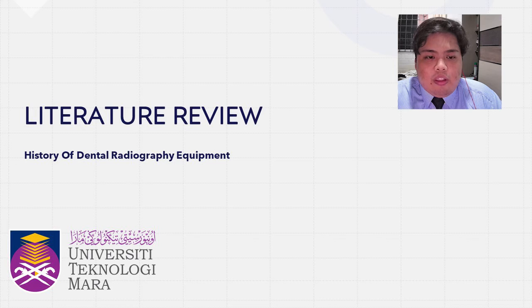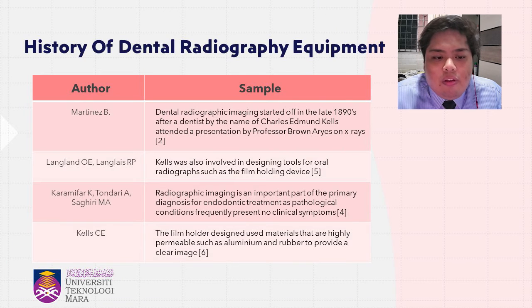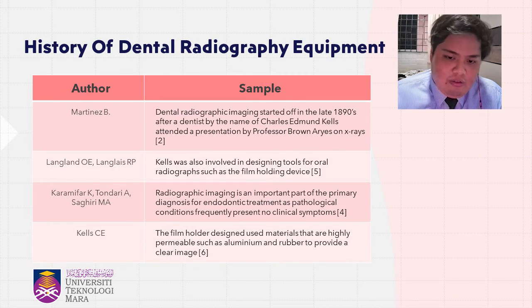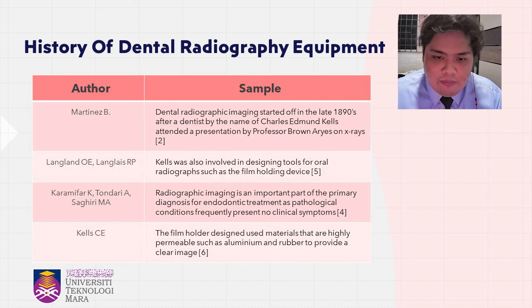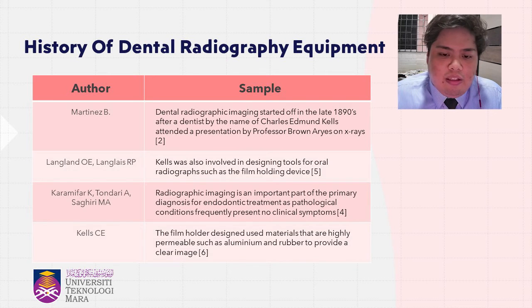So the first topic that I will be focusing on for literature review is the history of dental radiography equipment. In History of Dental Radiography Equipment, Martinez B states that dental radiography imaging started off in the late 1890s after a dentist by the name of Charles Edmund Kells attended a presentation by Professor Brown Arias on X-rays. This proves that Charles Edmund Kells was one of the first few dentists to develop dental radiography equipments.